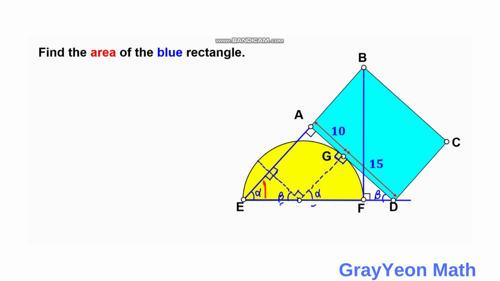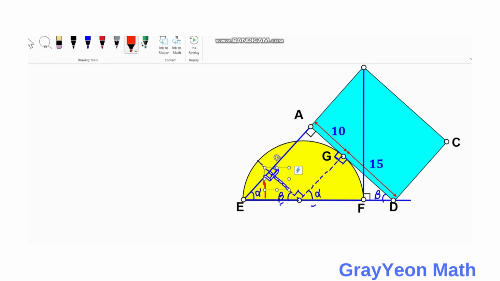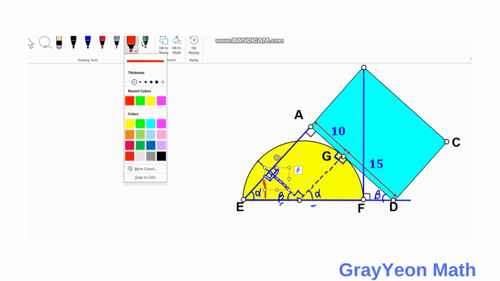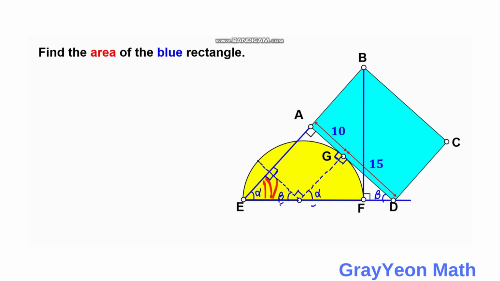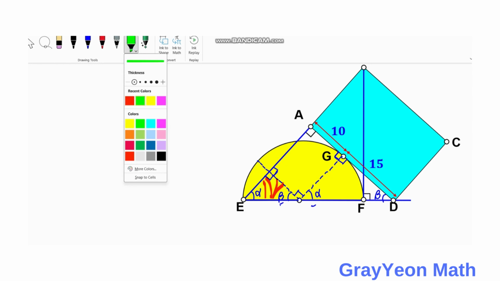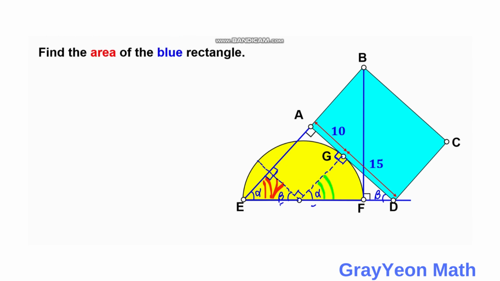Okay, so next we focus on these two triangles. I will shade this one red, this small triangle. And this, let's say, another color, green. These two triangles are actually similar because as you can see, they have the same angles: the 90-degree angle, and the alpha and the beta. And therefore, they are similar.